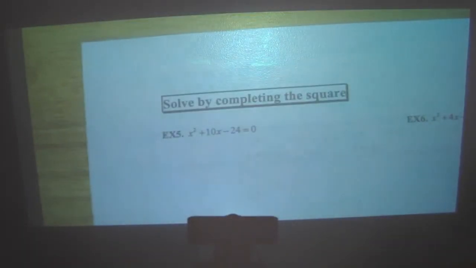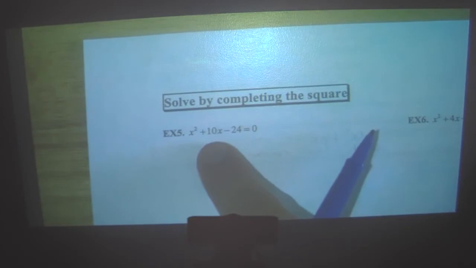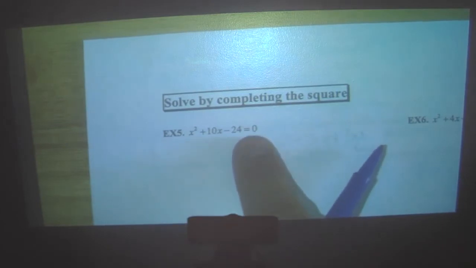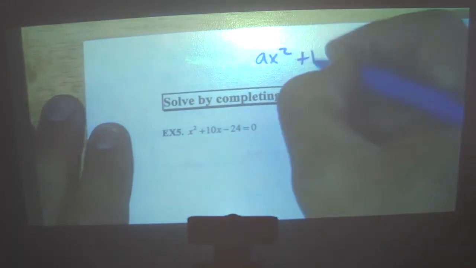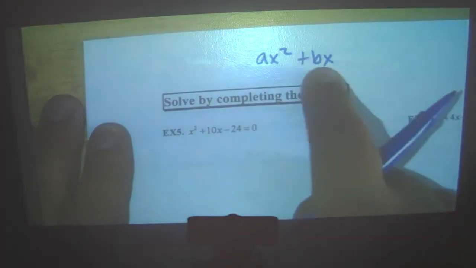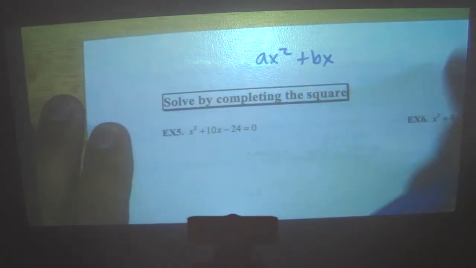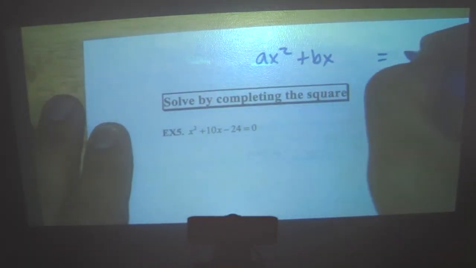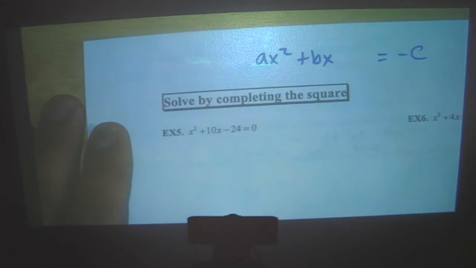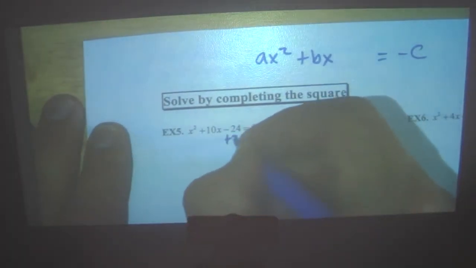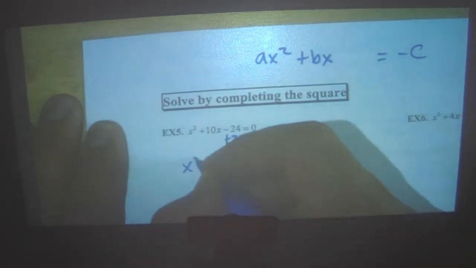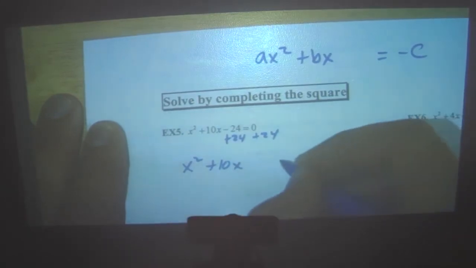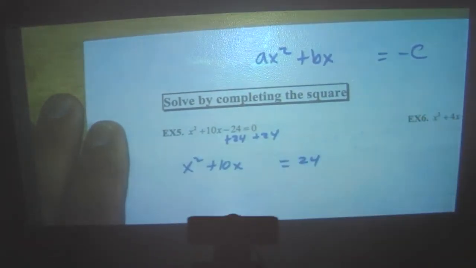All right, so now example 5 for me, I have x squared plus 10x minus 24 equals 0. Okay? We are going to get ax squared plus bx, and that c we're going to move over using addition or subtraction. So we're going to subtract or add that c over. In this case, I'm going to go ahead and add 24. So now I have x squared plus 10x, leave some room, and that equals 24.